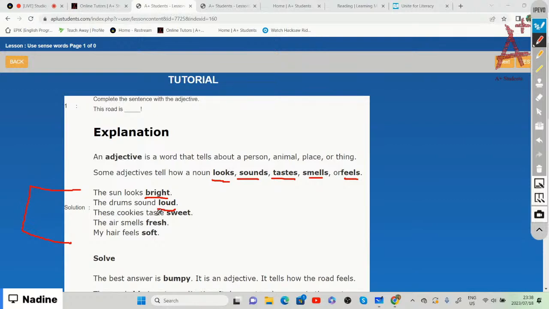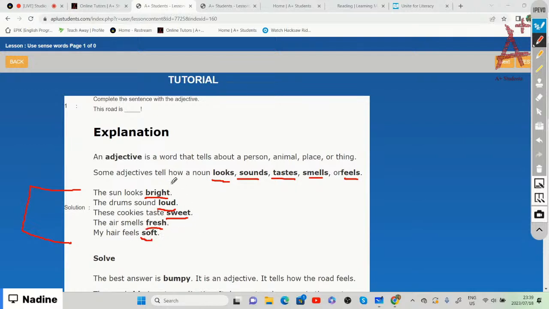These cookies taste sweet. So it can either be sweet cookies, bitter cookies, right? But in this case, it tastes sweet. The air smells fresh, right? So fresh, it describes the smell or the scent, right? We can either say it doesn't smell fresh, meaning it can be a stinky smell or something. But in this case, it smells fresh. My hair feels soft, right? So how does it feel? Soft, meaning it is not hard, but it is soft, right?